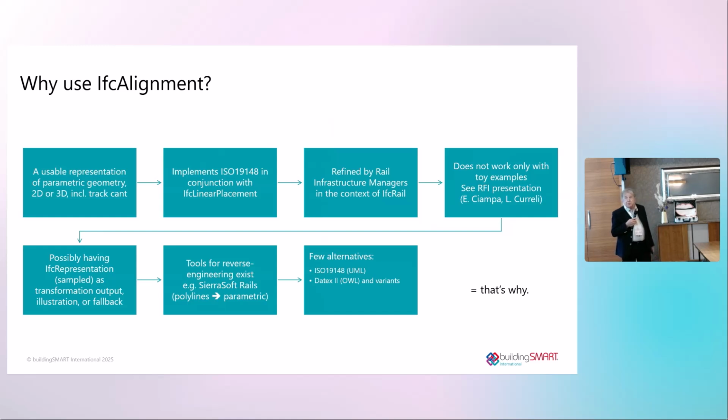First, because it's a usable representation of parametric geometry, 2D, 3D, including track count, thanks to the efforts of the railway room. Second, very important for railways, it implements ISO 19148. In conjunction with IFC linear placement, this ISO is the one about linear referencing.